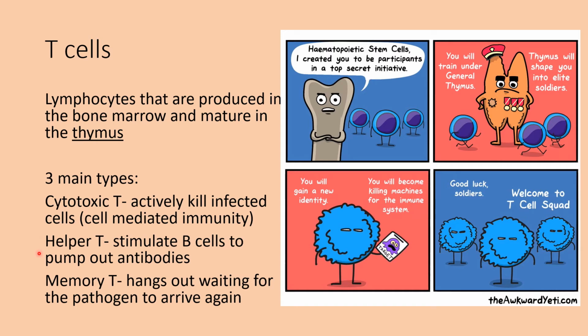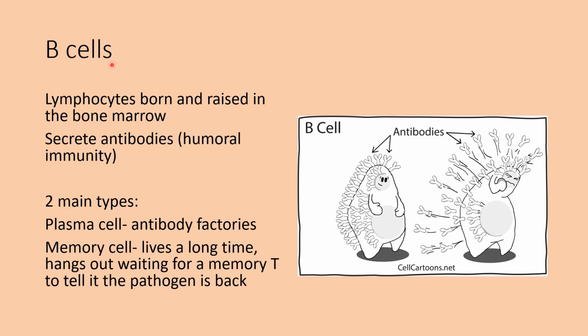Helper T cells are a certain type of T cell that, when the infection occurs, go tell B cells to start making antibodies. And then memory T cells are cells that are going to hang out in the body for years and years and years, maybe even your whole life, after the first time you got infected with a certain pathogen. And then if that same pathogen comes back, the memory T cells will recognize it, and then they can go find some B cells and tell them to make antibodies.